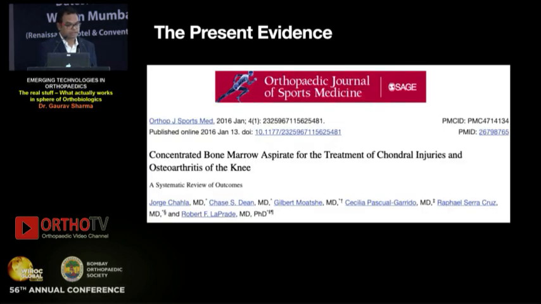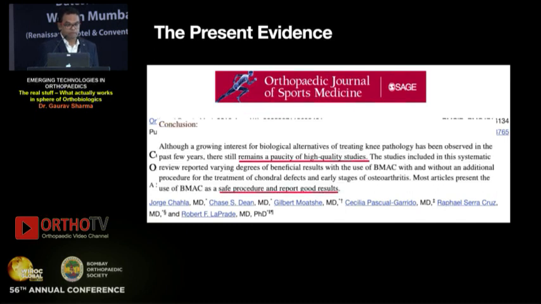Now, the present evidence for this. This was a systematic review done on concentrated bone marrow aspirate for treatment of chondral injuries and osteoarthritis of the knee. The majority of the studies for the orthobiologics are done on osteoarthritis of the knee. They concluded that there still remains a paucity of high-quality studies. However, BMAC is a safe procedure and has shown good results.